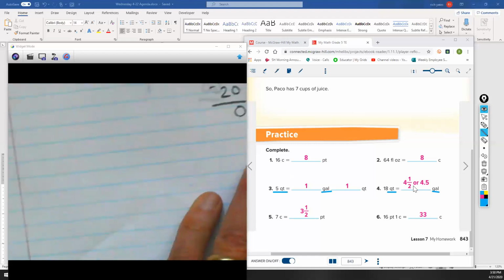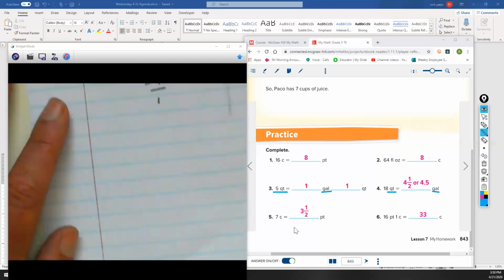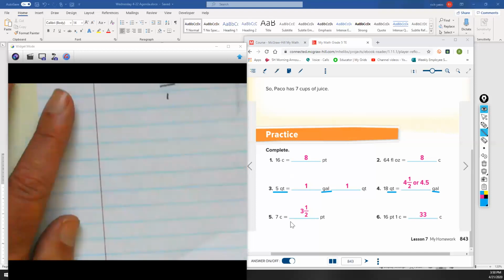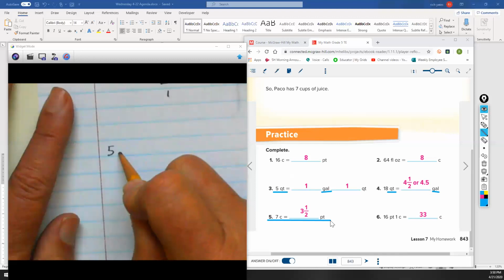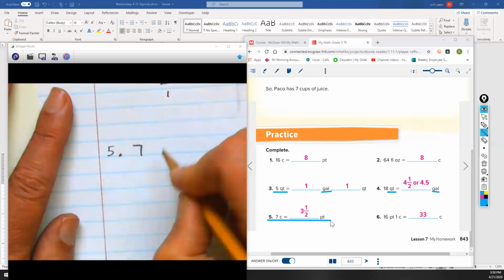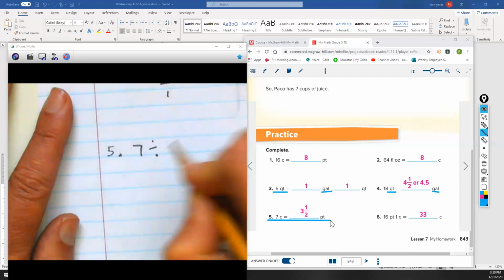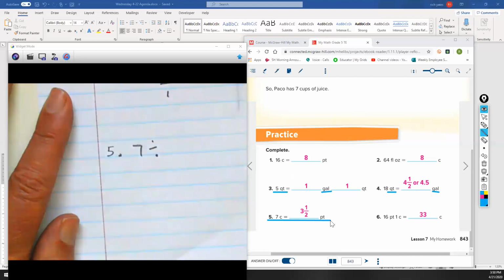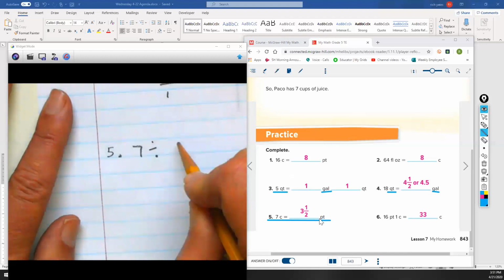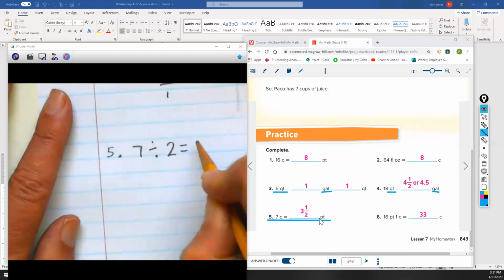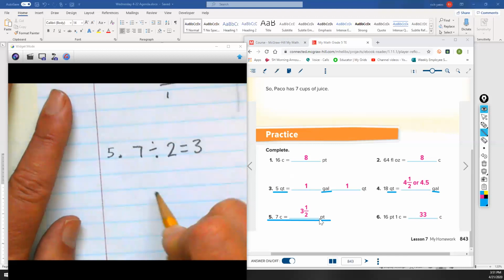The same thing is going to be happening over here on number 5. On number 5, I took 7 cups and I divided it by the number of cups that are in 1 pint, because I'm going from a smaller unit of measurement, which is cups, into a larger unit of measurement, which is pints. I know that there are 2 cups in every pint, so I'm going to take 7 divided by 2, and I will get 3 and a remainder of 1.